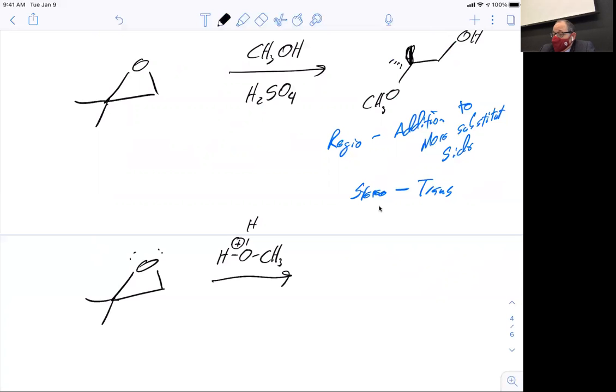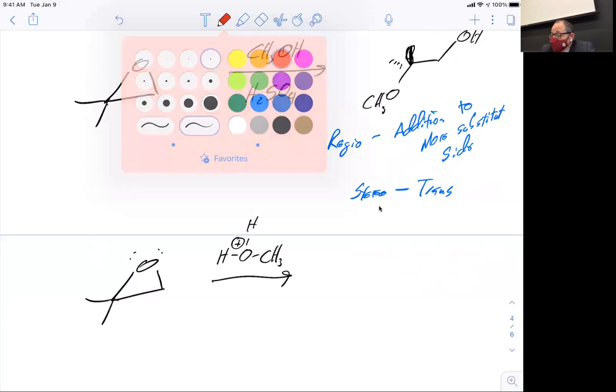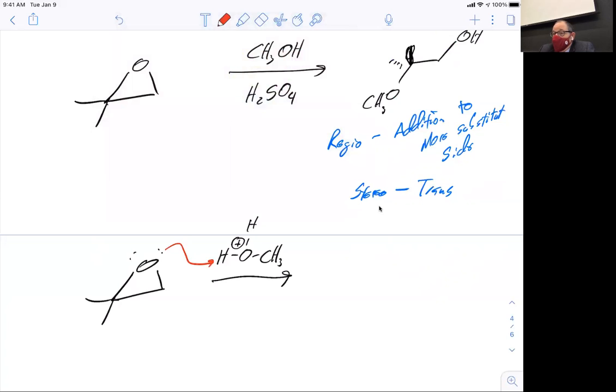Okay, so what happens in the first step here is we do a protonation. And so I've already protonated the methanol to give us this protonated methanol species.